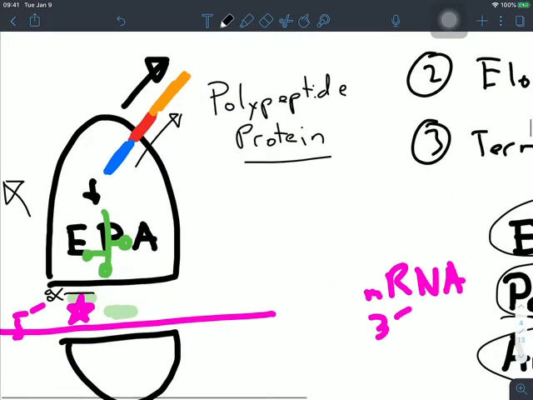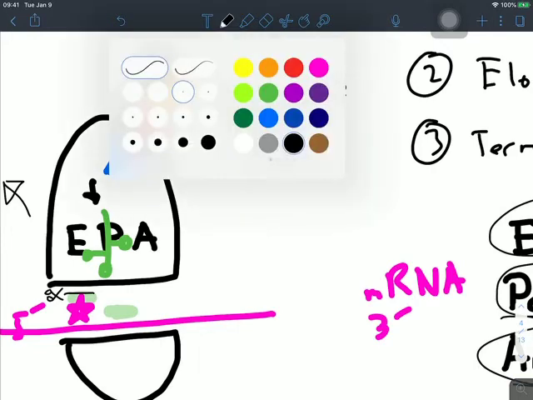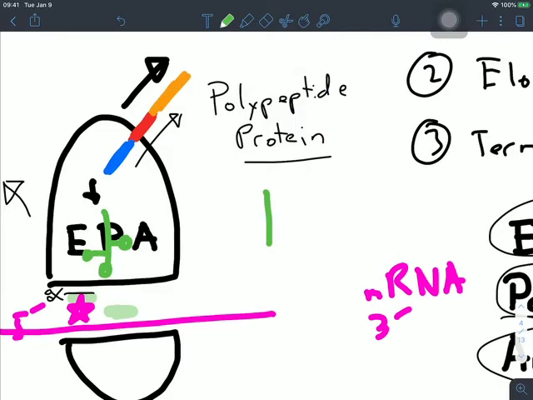Now, what is the difference between a tRNA that carries a stop codon and a tRNA that carries an amino acid? Well, a tRNA that carries a stop codon will not have an amino acid attached. It is carrying a blank.